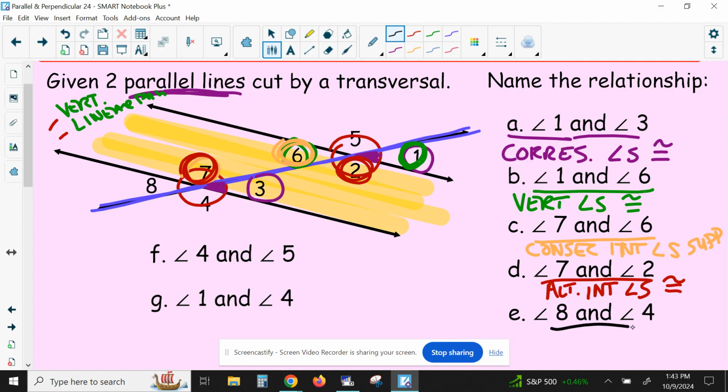Next one, we got 4 and 8. I'll go black. 4 and 8. Let's see, where are they at? 8's here, and 4's here. What do you notice about 4 and 8 right off the bat? They're on the same pizza, which means these are my only 2 options right here, right? Okay, so are they vertical, across from the scissors, or are they half a pizza? They are half a pizza. If I ate this piece and this piece right here, that clearly is me eating half a pizza right there. So these are linear pair. And linear pair is 180, or supplementary, right?